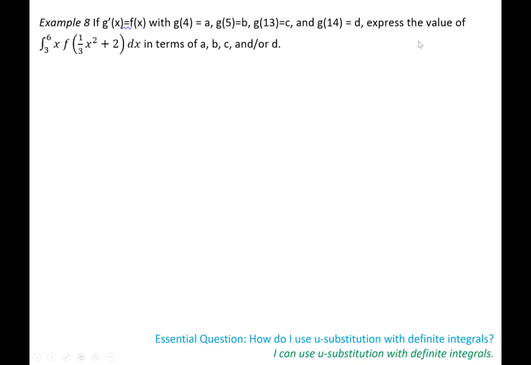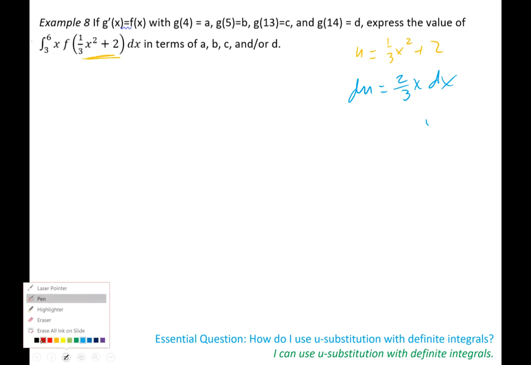This is the last example from the definite integrals with substitution notes. So we're going to treat this just like we would any other definite integral. So we're going to use u substitution. I'm going to start just like I would. I identify my u, which is 1/3 x squared plus 2, and du equals 2/3 x dx. So I have the x, I'm missing the 2/3, so I need to multiply.